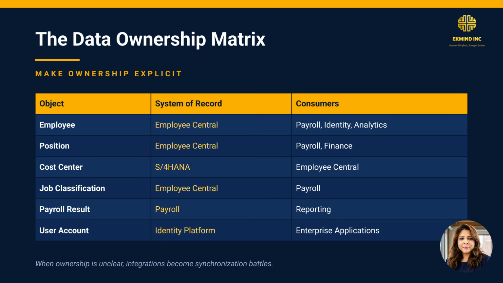Here's another tool I recommend. Create a simple table: object, system of record, consumer. Employee: Employee Central; payroll, identity, analytics. Position: Employee Central; payroll, finance. Cost center: S4 HANA; Employee Central. Job classification: Employee Central; payroll. Payroll result: payroll; payroll reporting. User account: identity platform; enterprise applications. Your architecture may look completely different. That's fine. The important thing is that ownership is explicit. Because when ownership is unclear, integrations become synchronization battles.